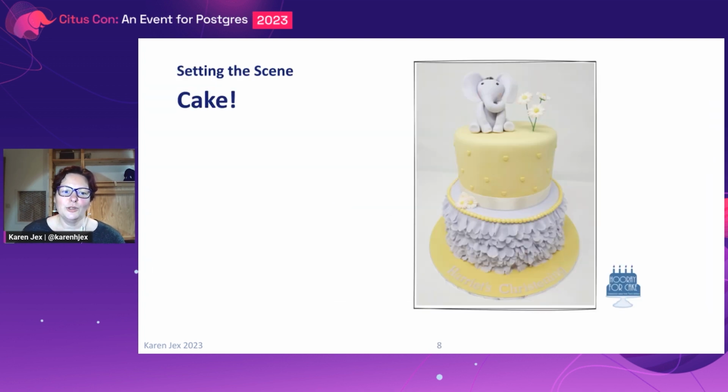Because cake's one of my favorite things, and because my sister runs a bakery and some of her creations have elephants on them, I'm going to use the example of a bakery as an organization that needs to put in place a multi-tenant organization.